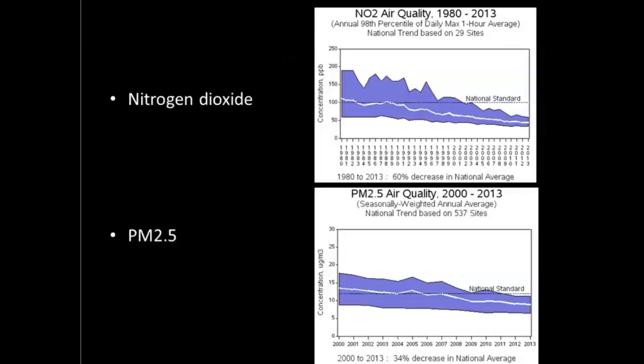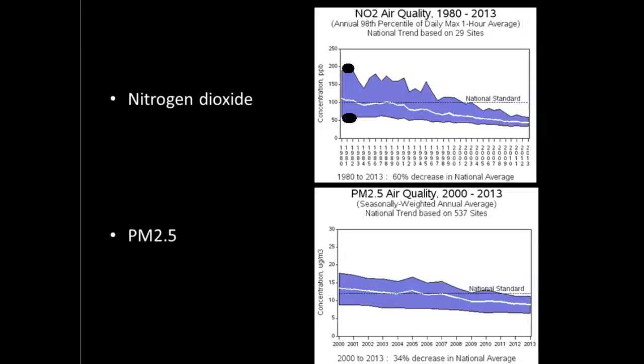So, a lot of regulation, Clean Air Act, has it worked? And the answer is a resounding yes. There's absolutely no question. So, I'll show you a couple of these graphs that are really fascinating. The top one is nitrogen dioxide. This purple space is the range of the concentration in counties in the United States, and the white line is the mean. So the mean was a little over 100.